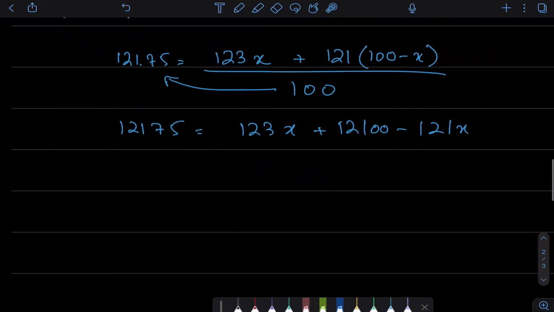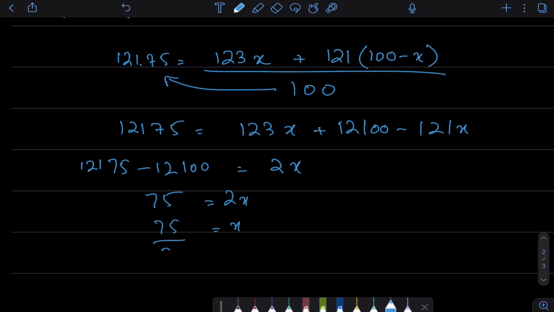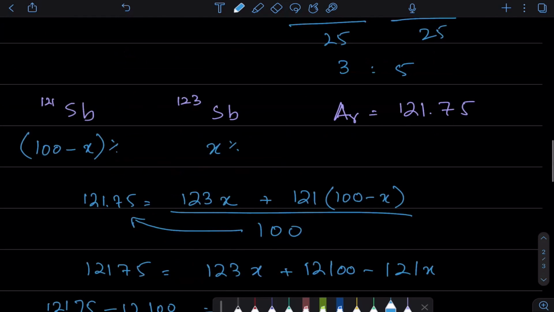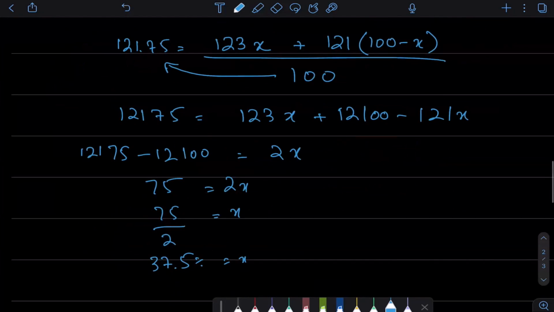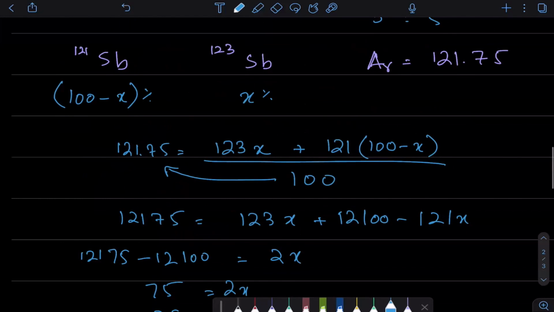Okay, I'm going to move this here. So 12175 minus 12100 is 2x, because 123x minus 121x. So this is just 75. So x is 75 over 2, which is 37.5%. So now I know that the 123 one is 37.5%. So if this is 37.5%, this will be 100 minus that, which is 62.5%.